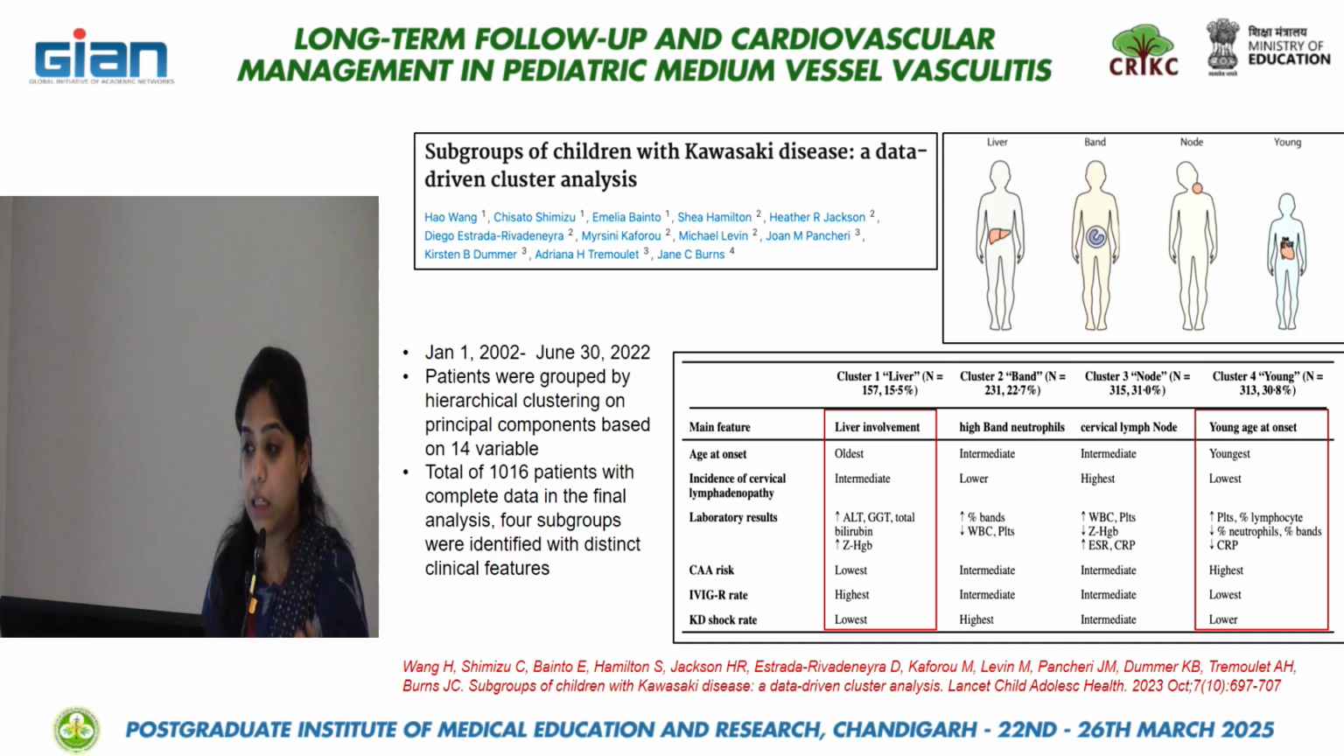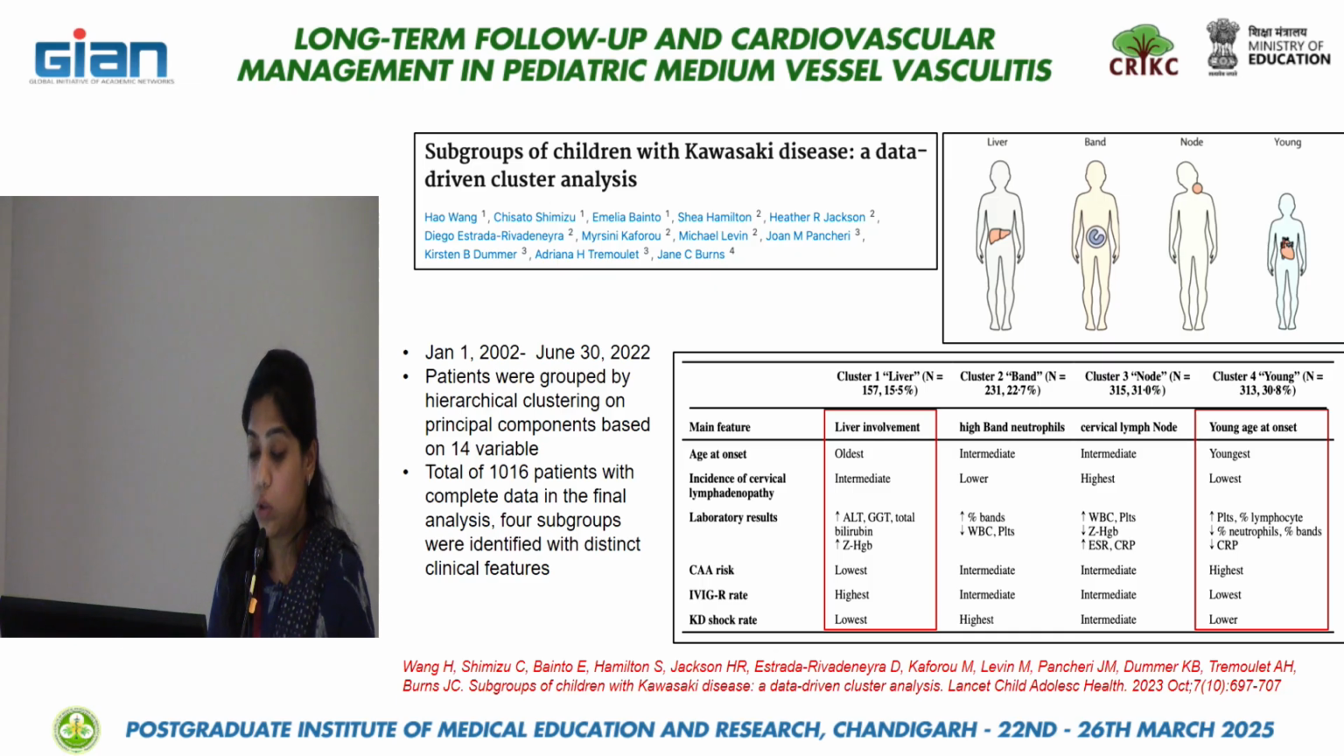So this is the article that Sir was talking about just before introducing us, the subgroup analysis by the Jane C. Burns group. They have done a cluster analysis involving 14 variables, and they tried to analyze the proteomics and the geographical and epidemiological data behind it. And then they clustered it into 4 groups: the one with the liver, one with the band shape, one with the node, and one with the young group.